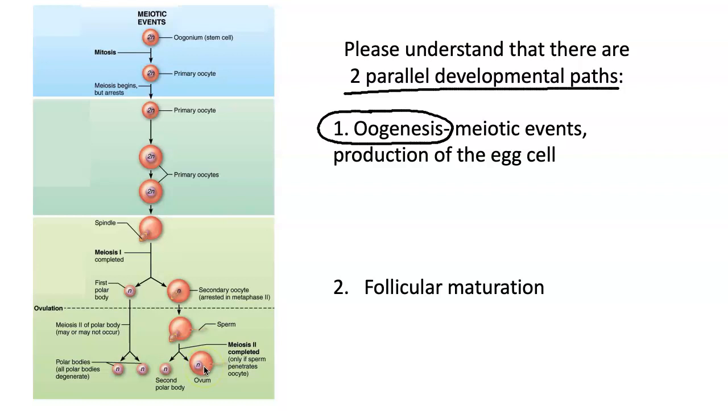Now, when that happens, this oocyte, this developing egg cell, is not alone in the ovary. It's actually surrounded in a cellular package called a follicle. And so as the meiotic events occur, the multicellular follicle that contains this cell also gets bigger and bigger as time goes on. And that's follicular maturation, which I'm going to talk about in a different video.